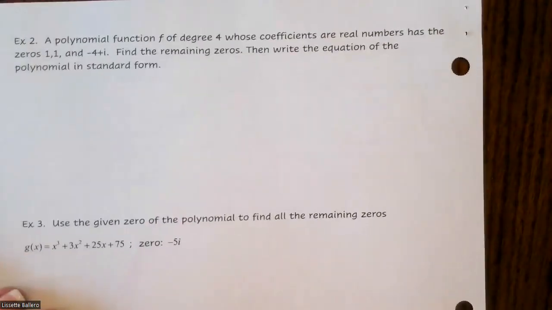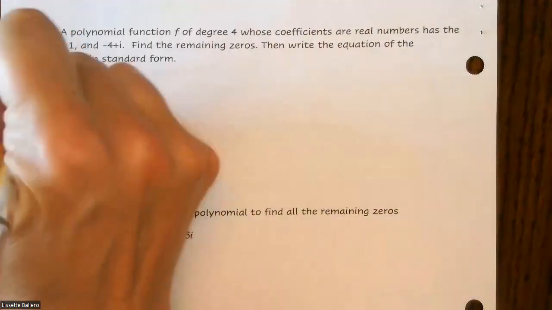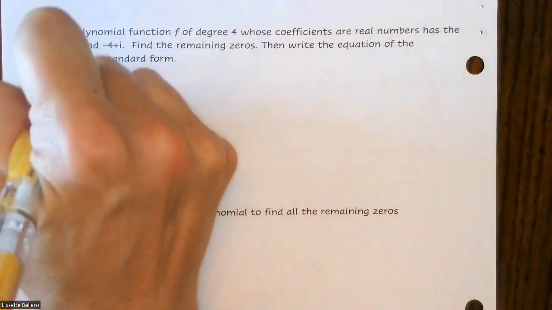Let's look at that back here. All right, it says a polynomial function f of degree 4, whose coefficients are real numbers, has the zeros 1, 1, and negative 4 plus i. Find the remaining zeros, then write the equation of the polynomial in standard form. And we're not going to go all the way in standard form because that's going to be tedious, but I will show you some of it so you can see where it's coming from.